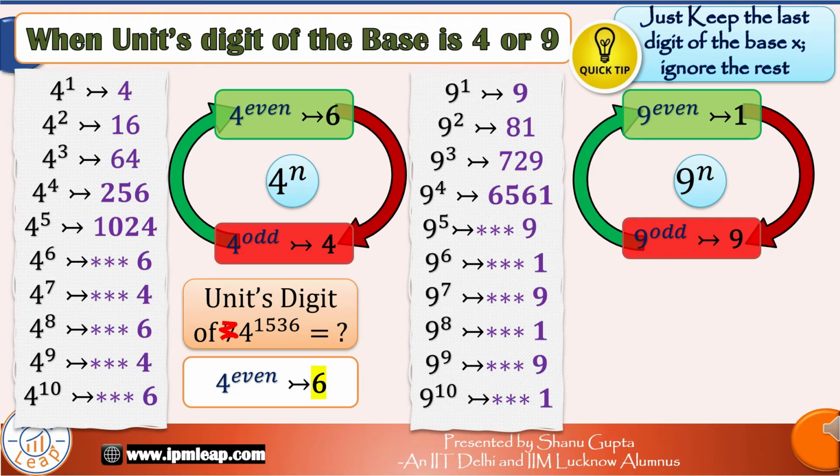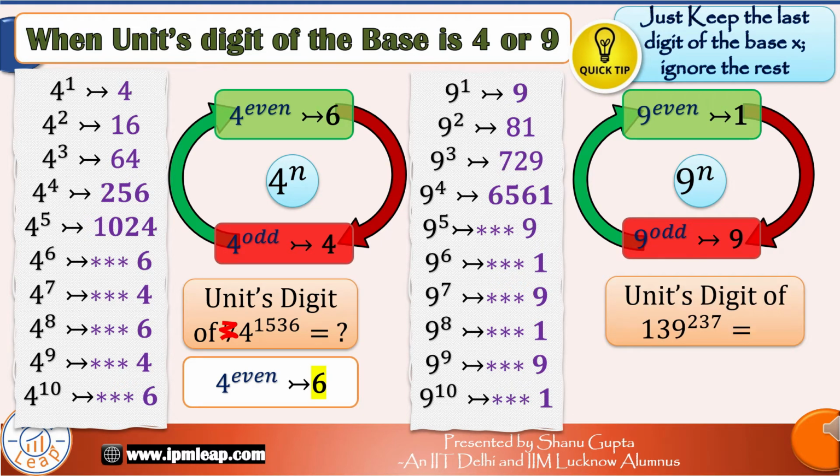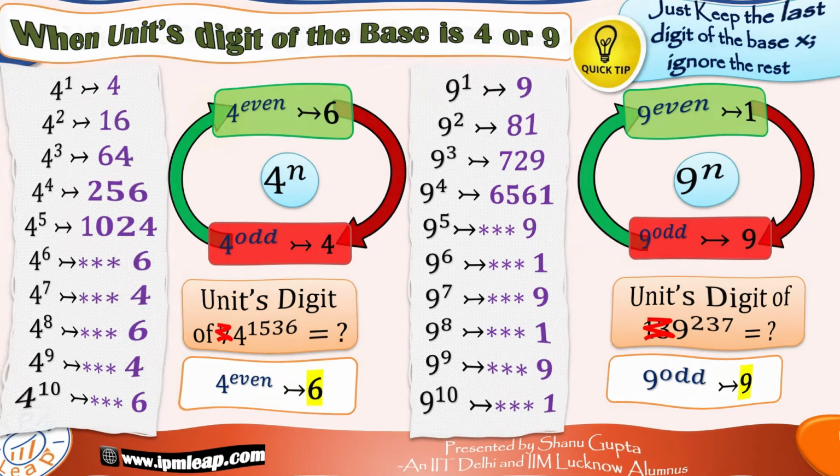Let's try out a question. What's the units digit of 139 raised power of 237? So first of all, we ignore all other digits in the base except the units digit. That means we have to find out the units digit of 9 raised power of 237. And 9 raised power of any odd number has a units digit which is same as that of 9 raised power of 1, that is 9. So our answer is 9.